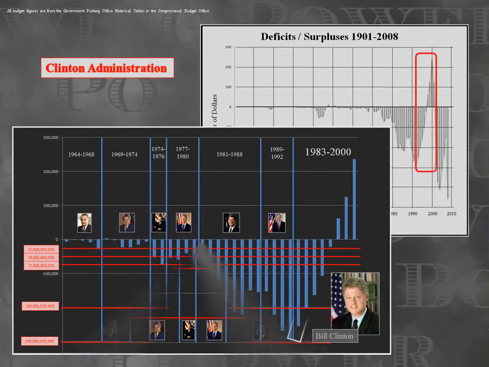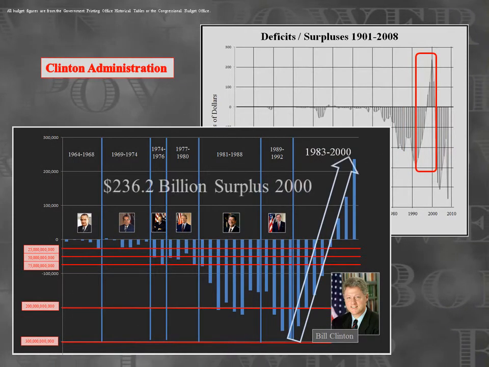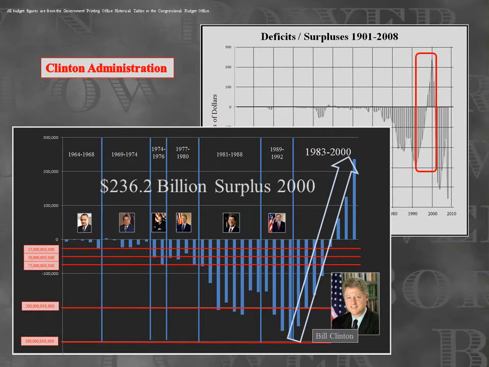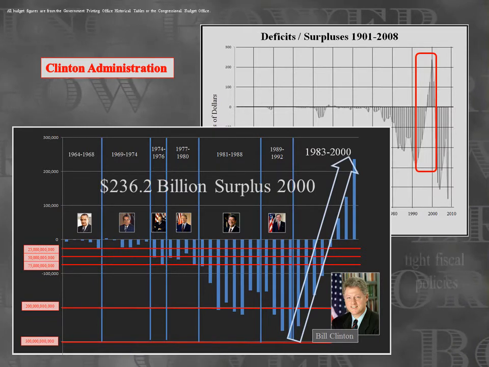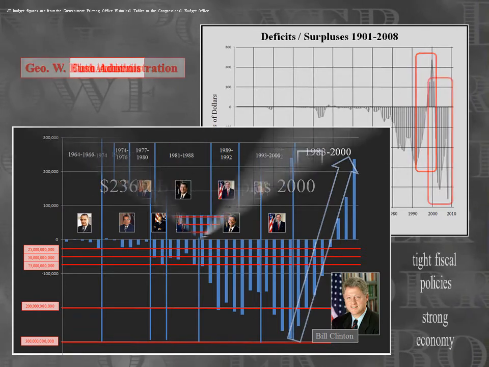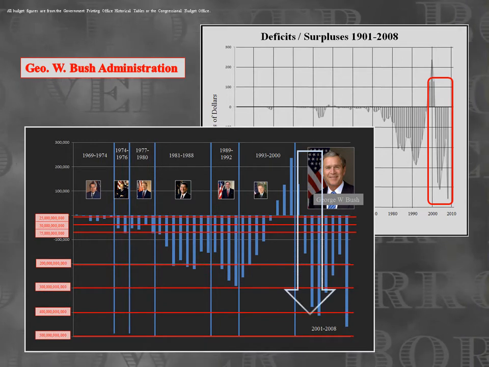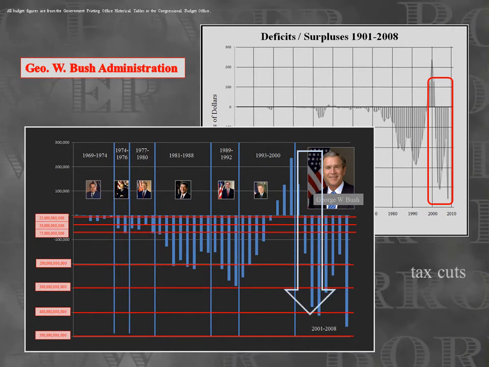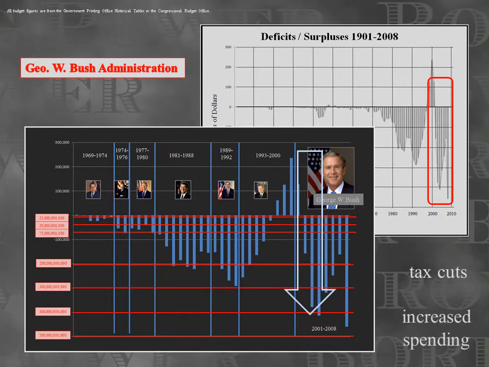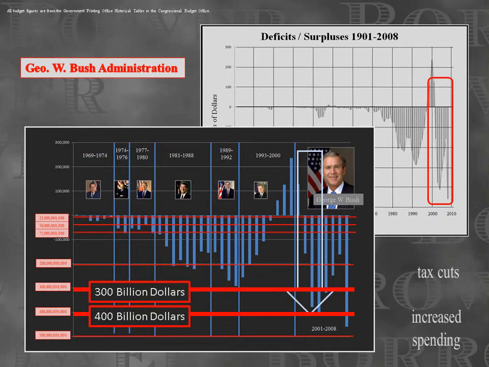Deficits were reduced during the first 5 years of the Clinton administration, and surpluses were attained during the final 3 years of his presidency as the result in part of tight fiscal policies and a strong economy. The surpluses disappeared and deficits were again incurred during the George Walker Bush administration. As a result of tax cuts and increased domestic and military spending, deficits surpassed the $300 and $400 billion levels.